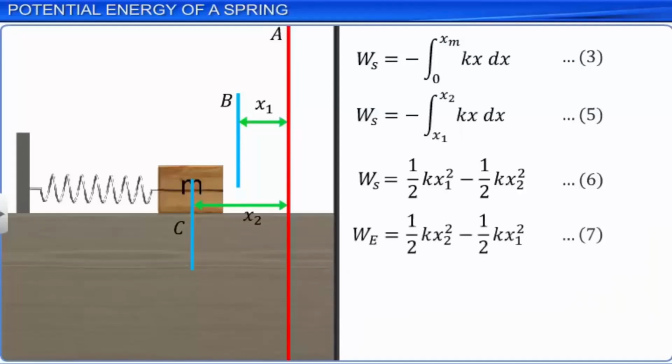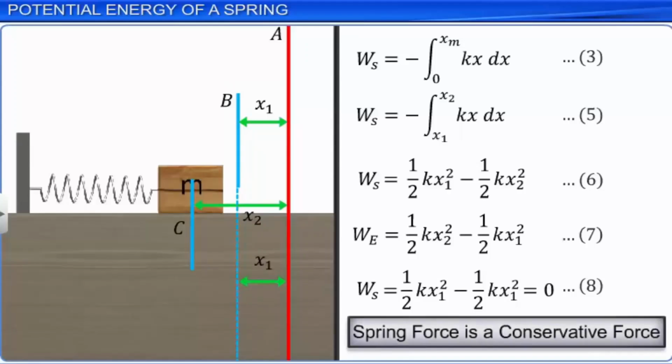Now if the spring is compressed to x2 and brought back to x1, then the work done by the spring force according to equation 7 will be half kx1 square minus half kx1 square, since the final position is the same as the initial position. Then, the work done will be equal to 0 as in equation 8. This proves that the spring force is a conservative force since the work done for a closed path or round trip is 0.